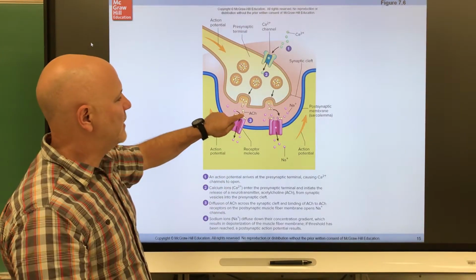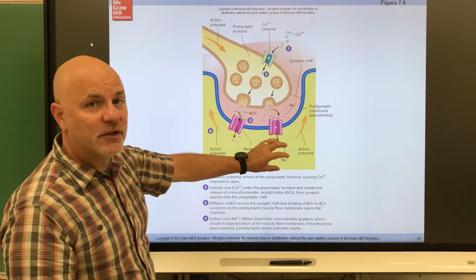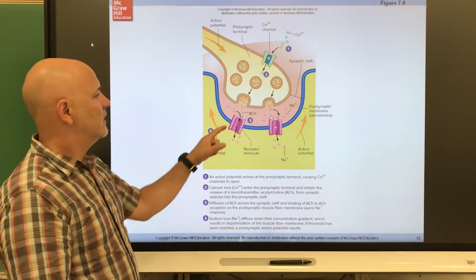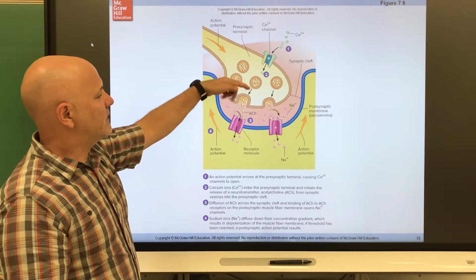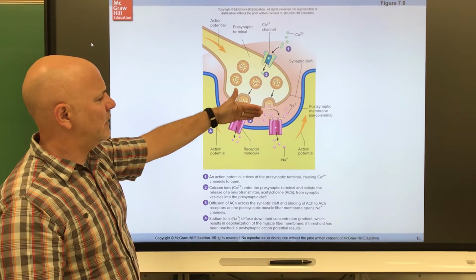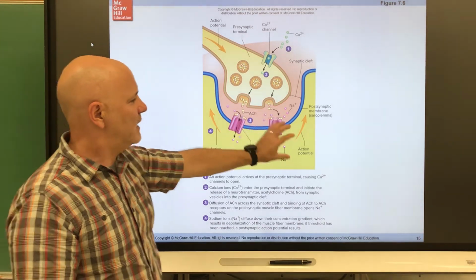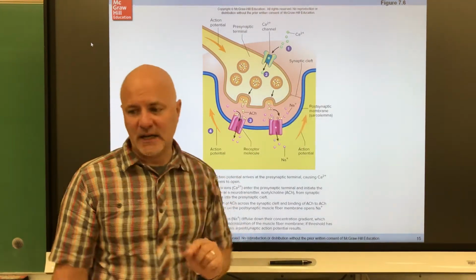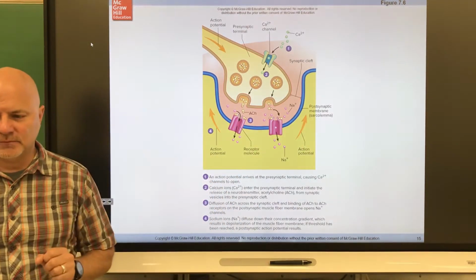The neurotransmitter that stimulates muscle cells to contract is called acetylcholine. This is an abbreviation for it, ACH. So that nerve cell is going to release acetylcholine. Acetylcholine is going to cross that synaptic cleft, and it's going to cause an impulse or an action potential on the next cell, on that muscle cell.